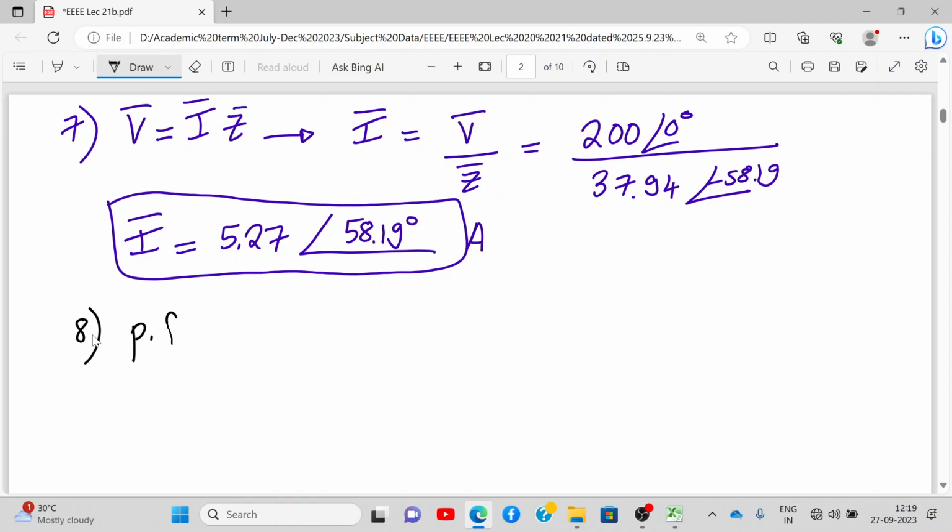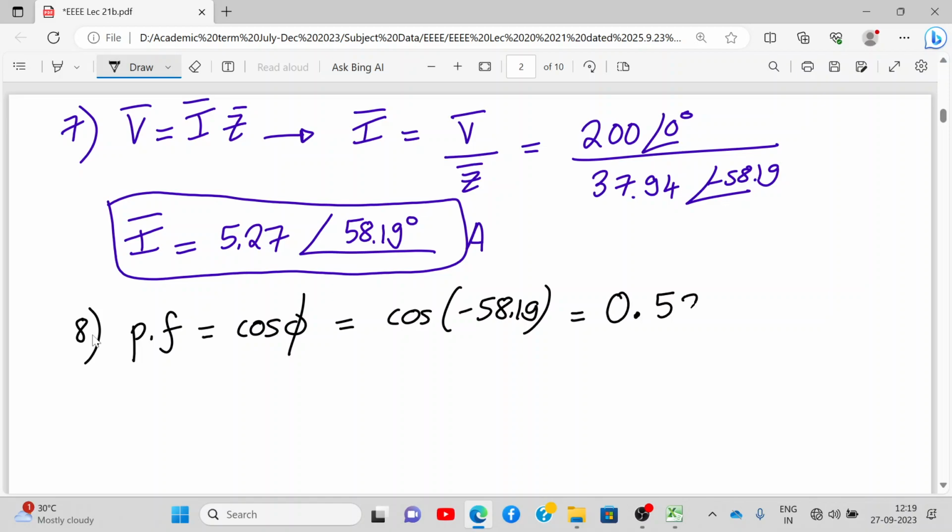Now calculate the power factor, which is cos phi, and cos of minus 58.19. Cos theta is the same as cos minus theta. It doesn't matter whether the angle is positive or negative. So let me know the answer. 0.527. Leading or lagging? Leading. In case a circuit is capacitive, the power factor is leading.